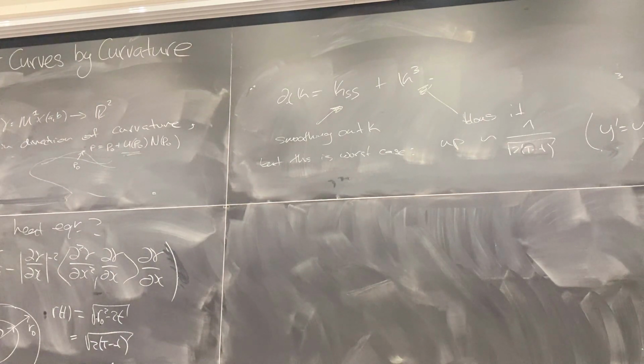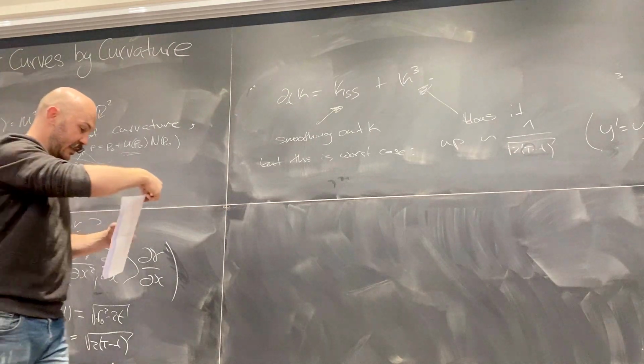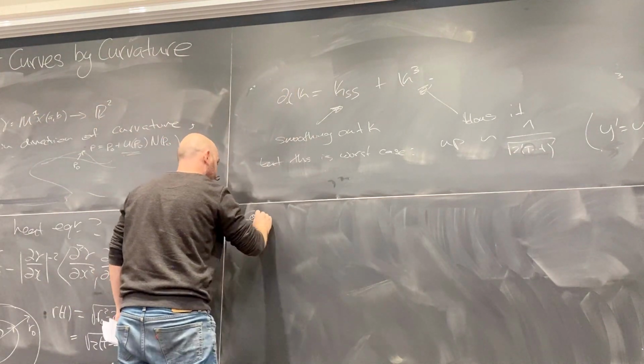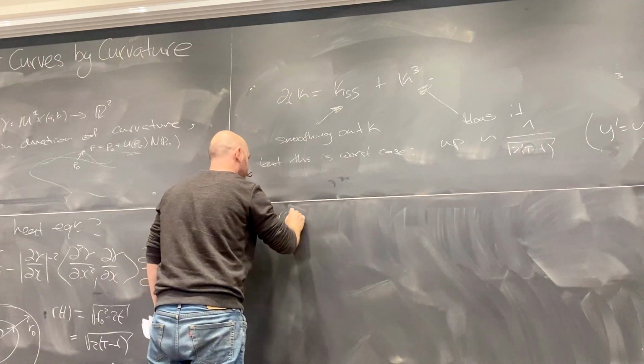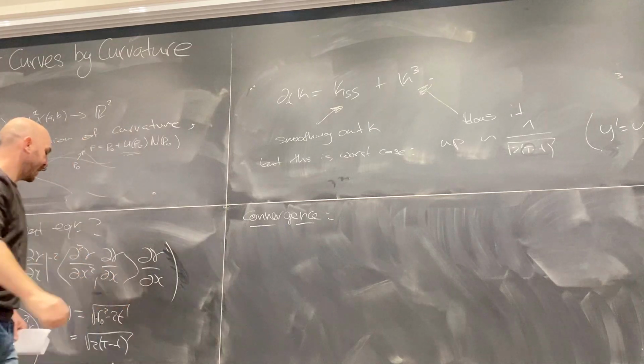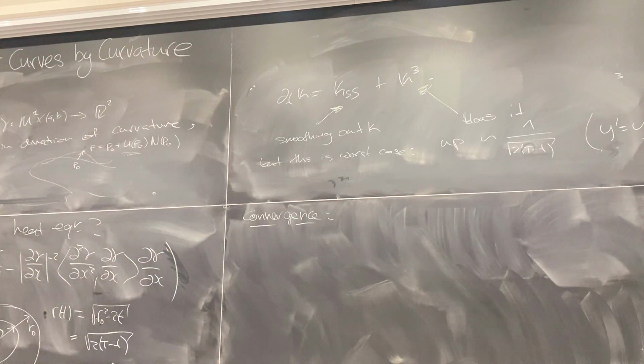Okay, so let me write that down. So you always have finite time existence, but it's characterized by this curvature blow up. And so now I have just enough time to say what happens in terms of convergence. I wanted to say a little bit more, but let me just say that. Well, then we want to see what happens as the final time is approached.